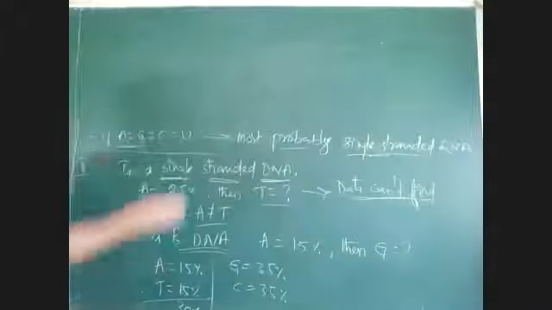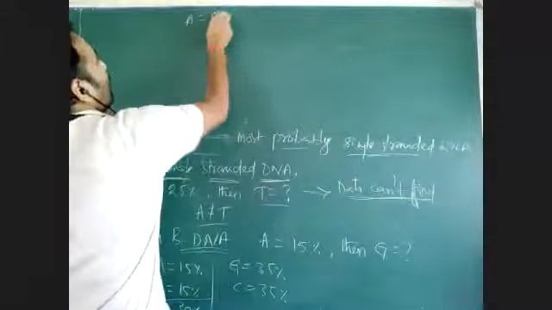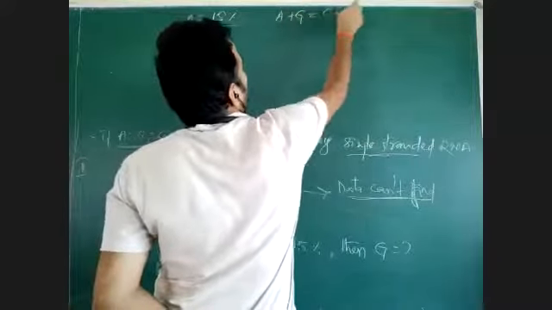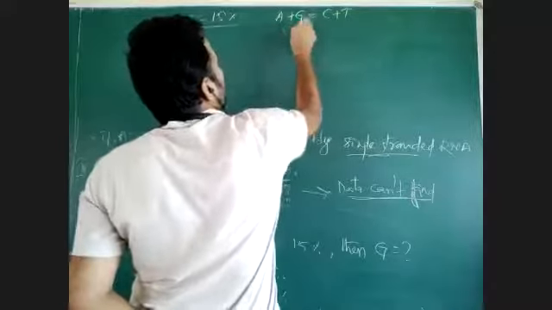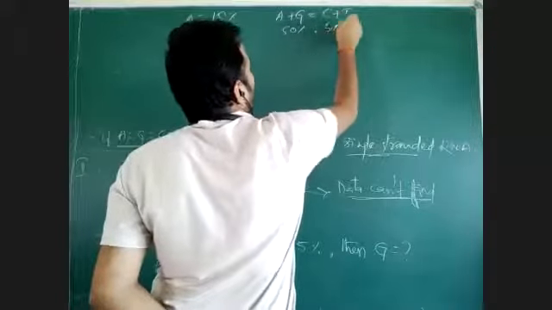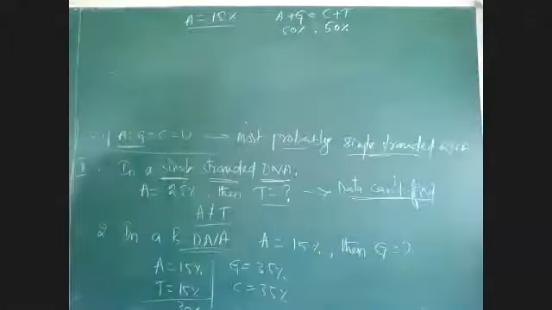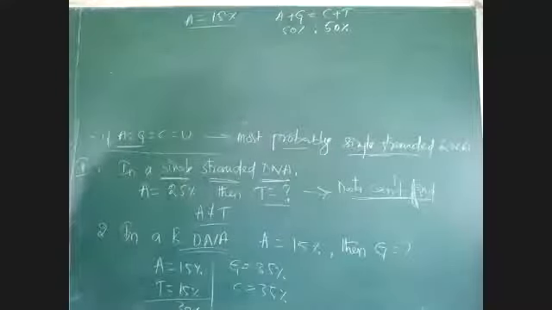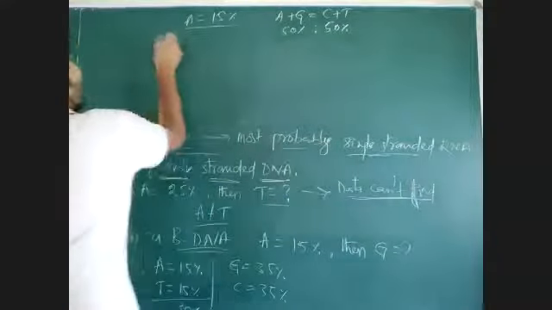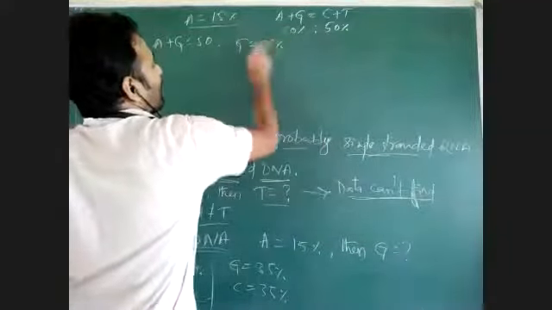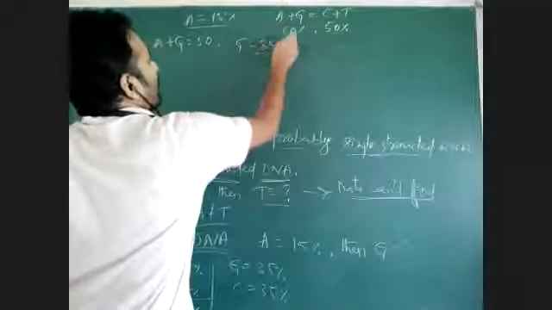Otherwise, simply we can say, the data is A is equal to 15%. Normally, A plus G is equal to C plus T. That means A plus G is equal to 50% and C plus T is equal to 50%. Number of purines is always equal to number of pyrimidines. So A plus G is equal to C plus T. A plus G is equal to 50, means G is equal to 50 minus 15, 35%.